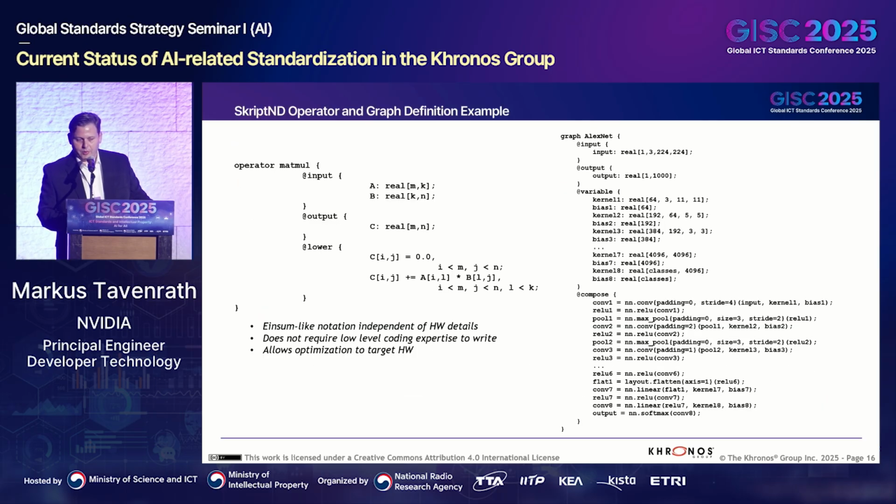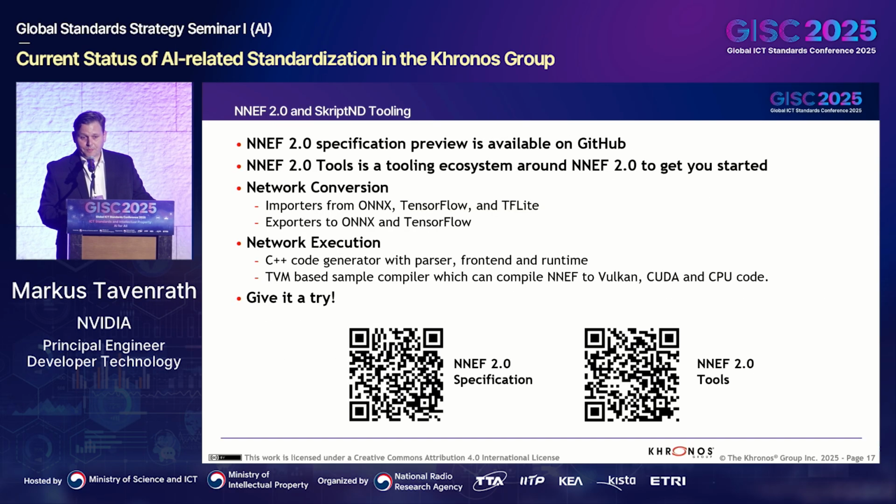Here's a small example I just want to show, showing how simple a SkriptND looks like. So it's an einsum-like notation, completely independent of any hardware details. Basically, for each output, you have a computation formula you have to define. You don't need to care for shared memory, register allocations, warp size, anything. And defining the graph is also extremely simple, human readable. We are interested in if you like this kind of description and would want to see it.